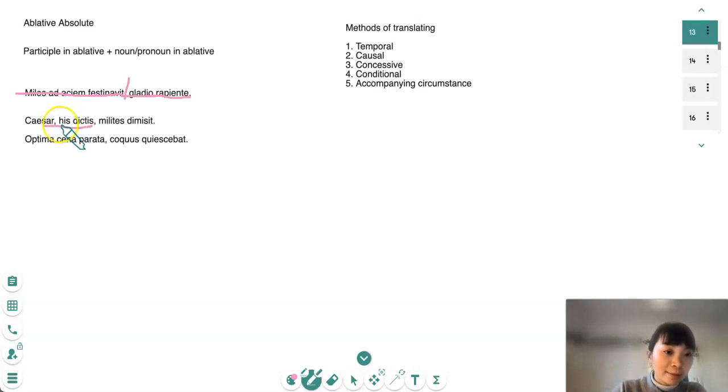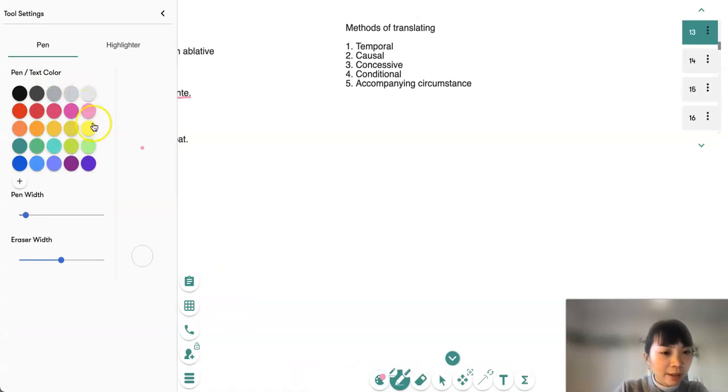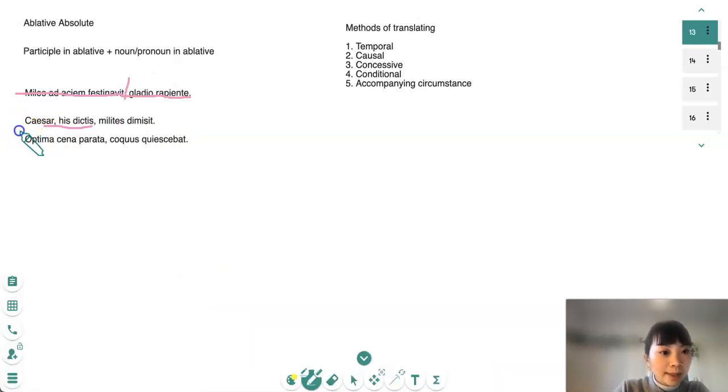And so his is ablative plural, and dictis, our perfect passive participle in this instance, has to agree in case, number, and gender with his, so it is also ablative masculine plural. So these are agreeing in the ablative absolute construction. Here we've again got the main clause, which is Caesar milites dimisit, and I'll underline that in a different colour. Caesar milites dimisit, and so that means Caesar sent these soldiers away.